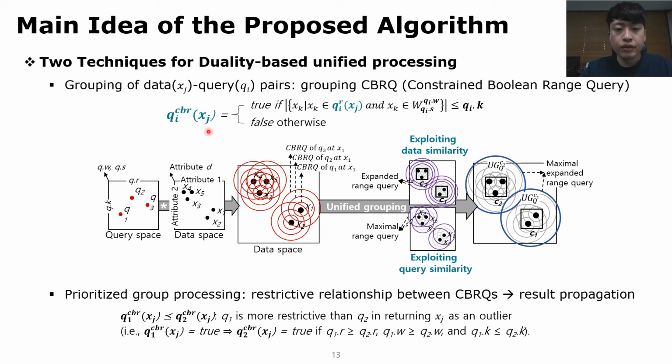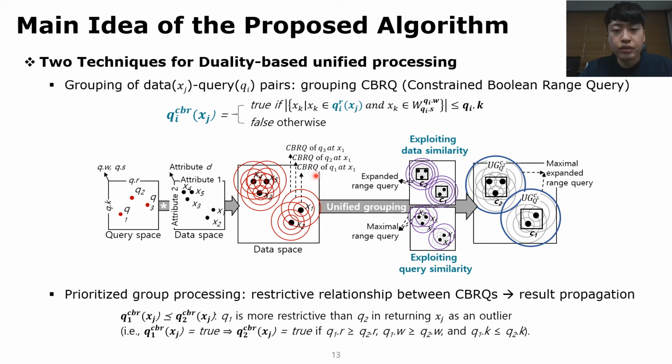So given a data point and a query, a CBRQ can be defined, and it returns true if a data point meets the requirement of the query and false if not. So given 3 queries and 5 data points, each query can be projected into data space for each data point. So we have 15 CBRQs for each data-query pair.